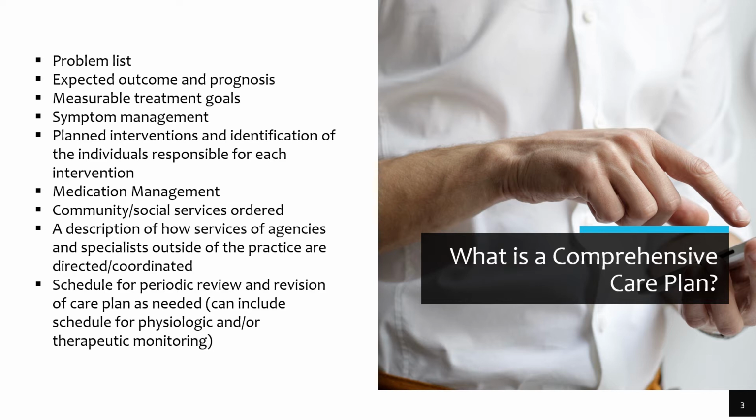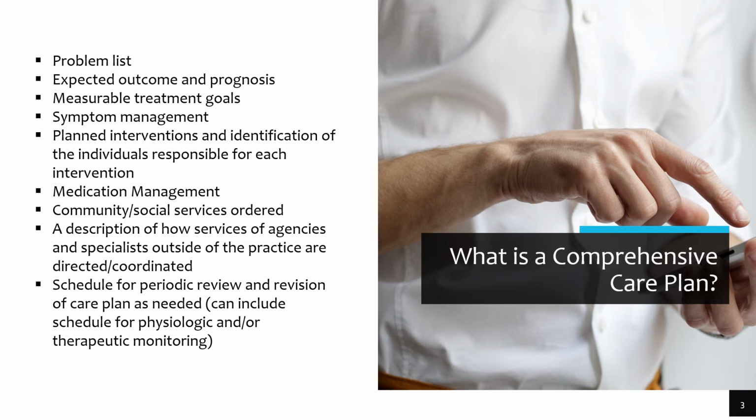So obviously, there's a problem list. There's the expected outcomes and prognoses, measurable treatment goals, symptom management, planned interventions, and identifying the individuals who are responsible for the interventions, medication management, community and social services ordered, a description of how services of agencies and specialists outside of the practice are directed, and then a schedule for periodic review and revision of the care plan.